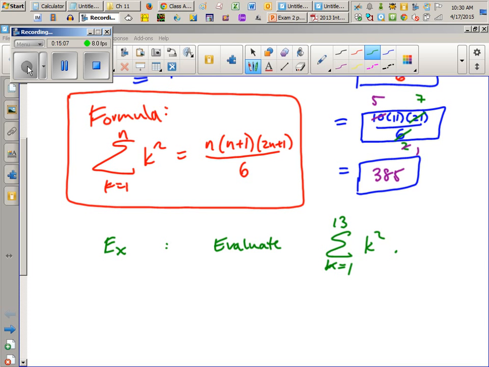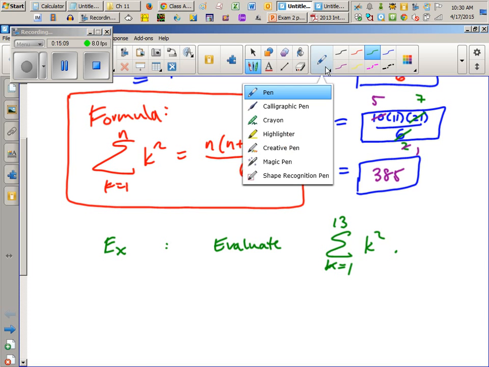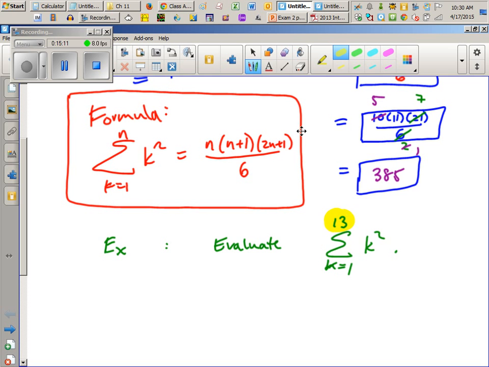Okay, so this formula is giving us permission to solve the entire problem using this upper number, 13. 13 is the key to the problem. According to this nifty formula that you proved last night, you can just solve this problem by doing 13 times 14 times 27 over 6. Why 13? Well, that's n. Why 14? Well, that's n plus 1. Why 27? Well, that's 2 times 13 plus 1. That is the answer. Pretty cool.